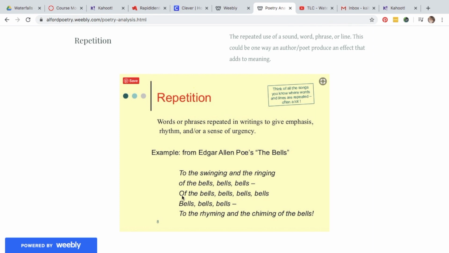For example, in Edgar Allan Poe's poem, The Bells, he repeats the words, the bells, the bells, the bells. If we read this actual excerpt, it goes, to the swinging and the ringing of the bells, bells, bells, of the bells, bells, bells, bells, bells, bells, bells, to the rhyming and the chiming of the bells. It was 11 times it mentioned bells, okay? Super important. It probably has to do with the theme, and gives an emphasis and a sense of urgency. You kind of felt like he was really trying to emphasize something.